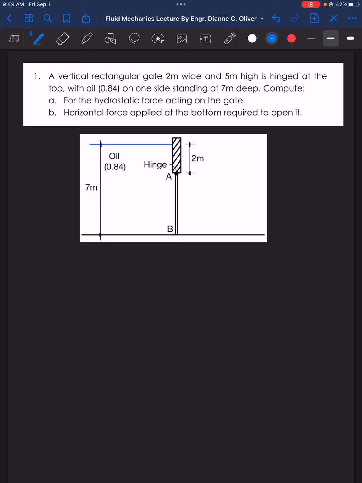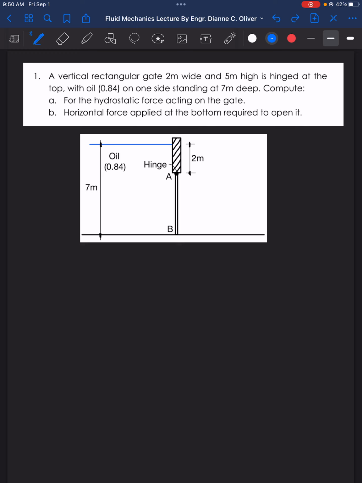Okay, so we have here example number 1. We have a vertical rectangular gate 2 meters wide and 5 meters high. It is hinged at the top. As you can see from the figure, the hinge here is located at point A. And this gate holds oil on one side. The oil here is given a specific gravity of 0.84. It's standing on one side at 7 meters deep. So it is 7 meters deep here.